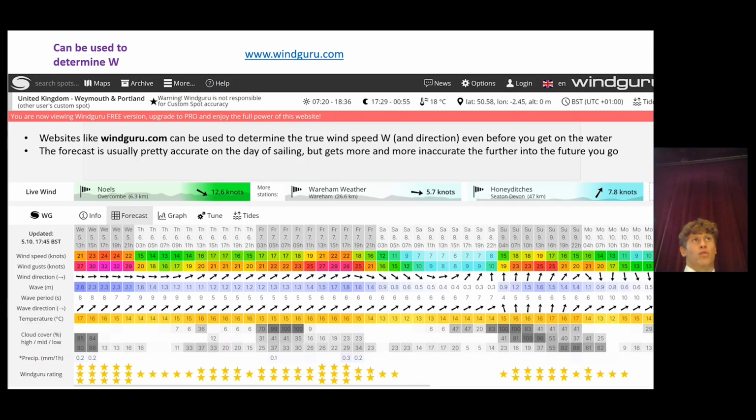And of course, how do you know what wind strength it is? Well, you have charts of this on Google. This is my personal favorite, Windguru. I check it every day.